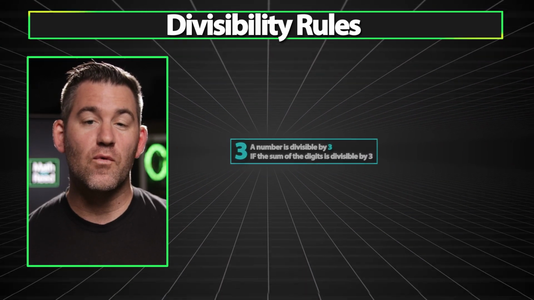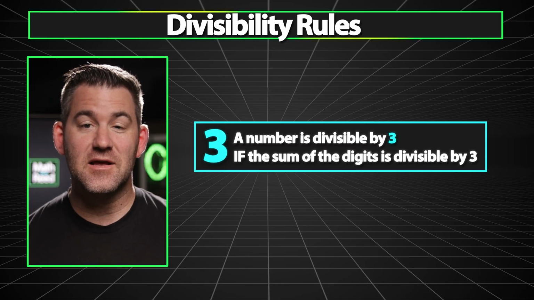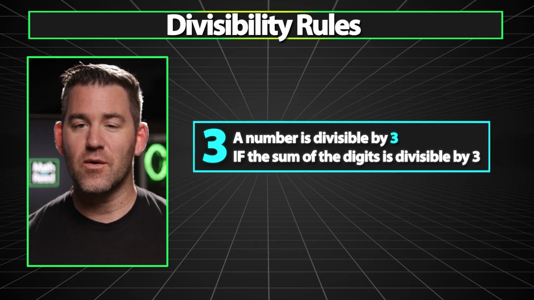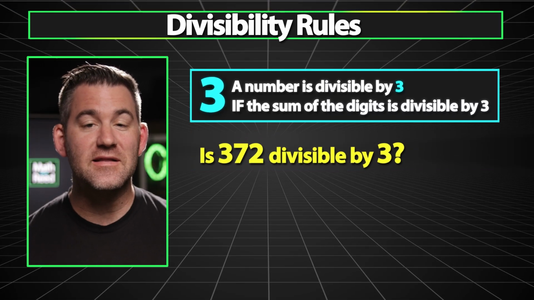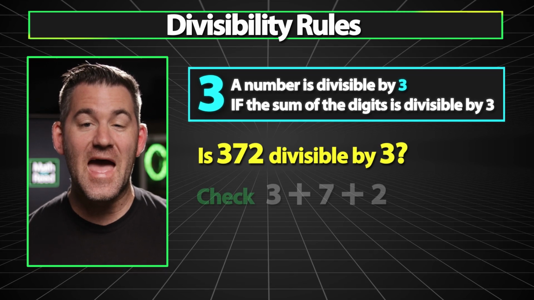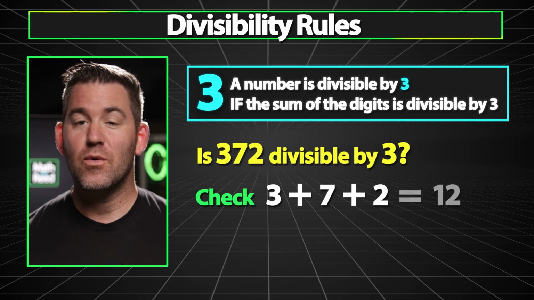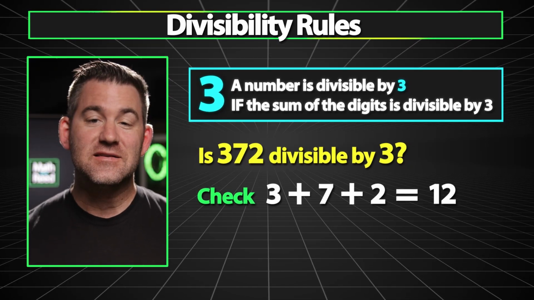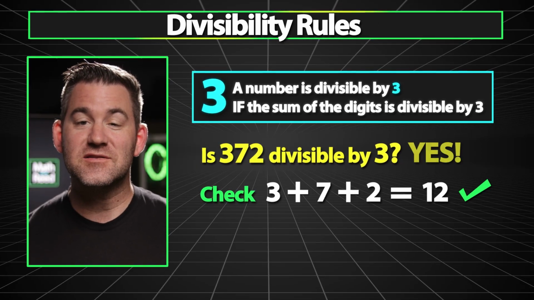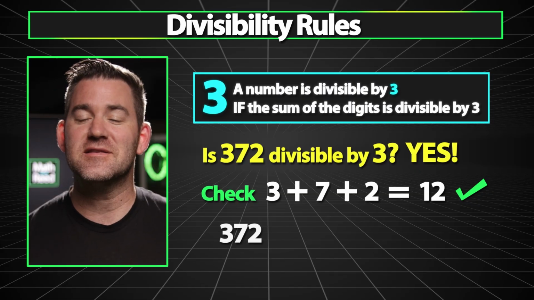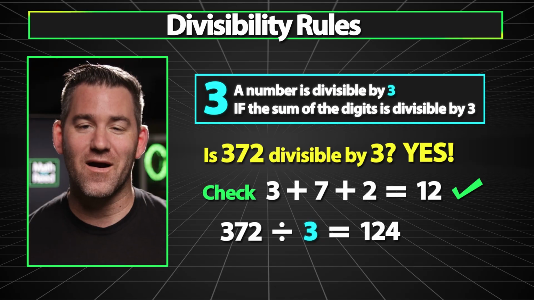Let's look at the rule for threes. A number is divisible by 3 if the sum of the digits is also divisible by 3. For example, here we have 372. So let's add up all the digits, 3 plus 7 plus 2, which gives us 12. Since 12 is divisible by 3, that means 3 must also go into 372. And if we divide, we get 124.